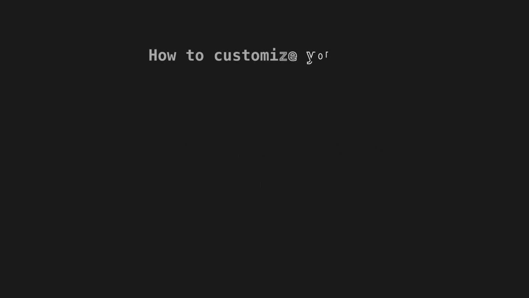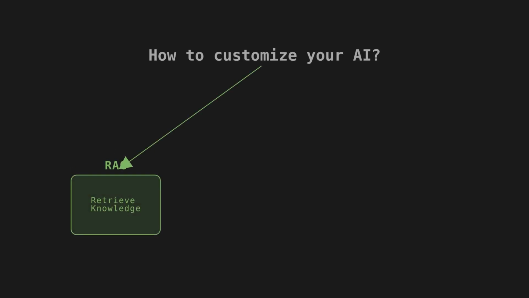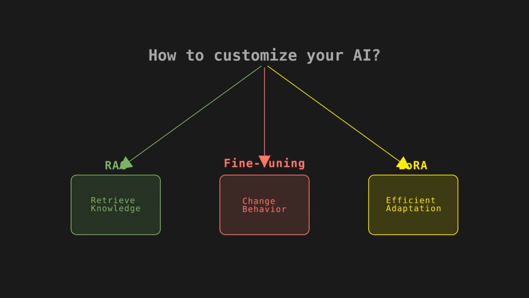There are 3 major paths to customizing a pre-trained language model. Retrieval-augmented generation, or RAG, gives the model access to external knowledge without changing its weights. Think of it as giving the model a library card. It can look up facts, but does not learn anything new.